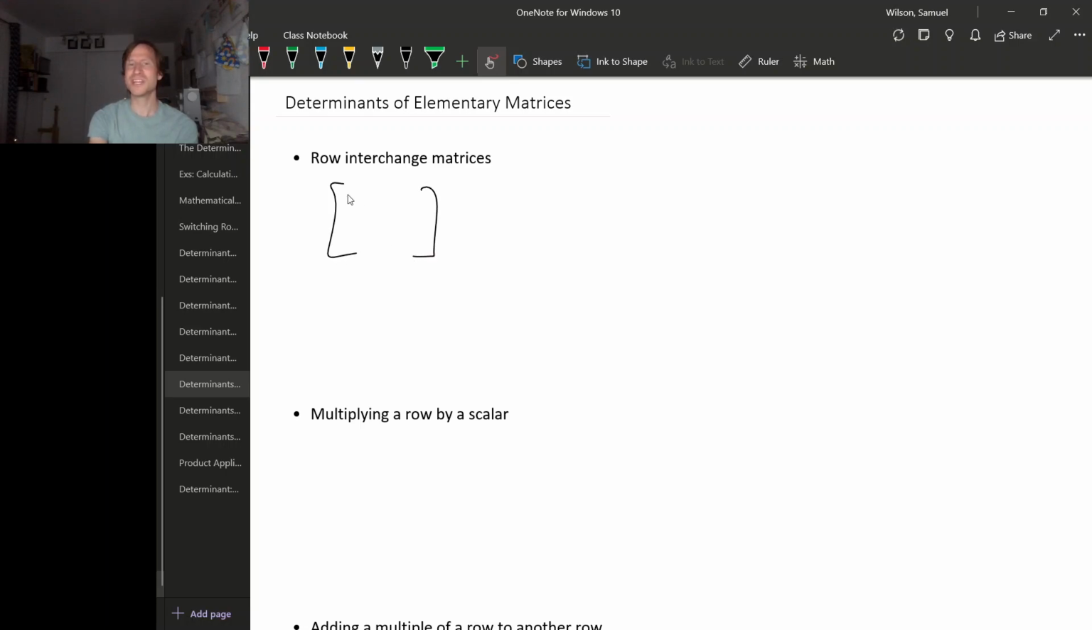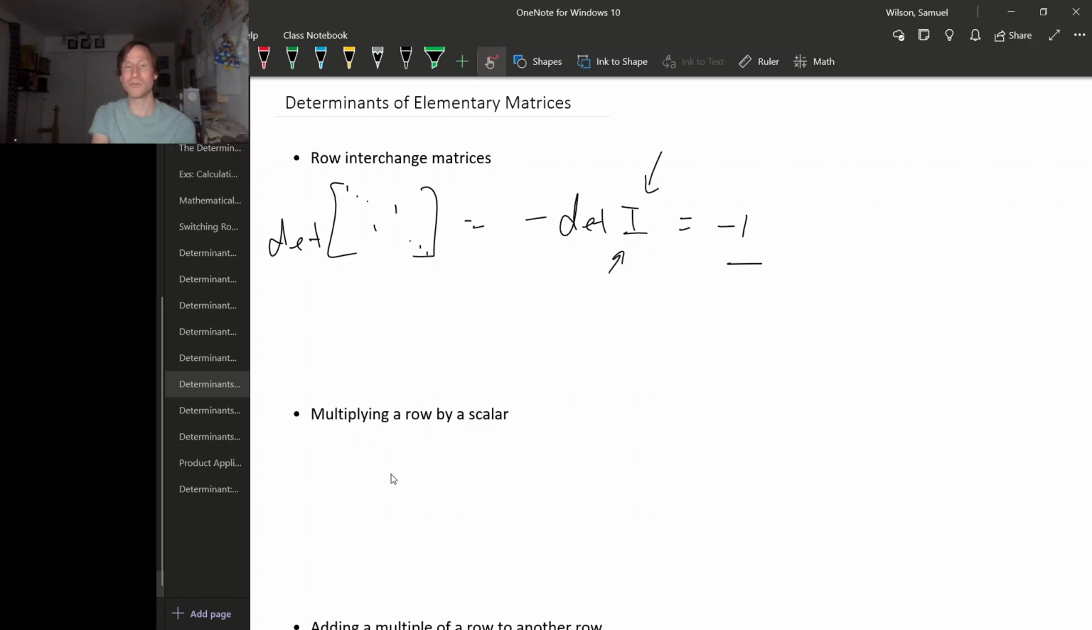Well, row interchange matrices all look like the identity, but with two rows switched. So the determinant of one of these is the same as the determinant of the identity, but since we switched a row, it has a minus sign. But the identity is a diagonal matrix, so the determinant of the identity is the product of the diagonal entries, which is 1, since all the diagonal entries in the identity are 1. So this is just minus 1. So the row interchange matrices all have a determinant of minus 1.